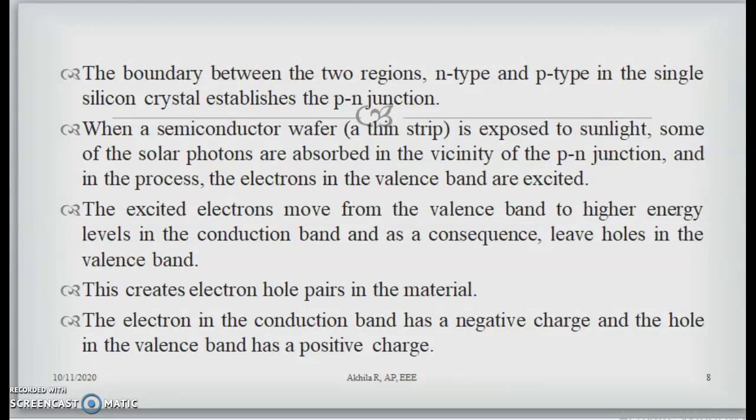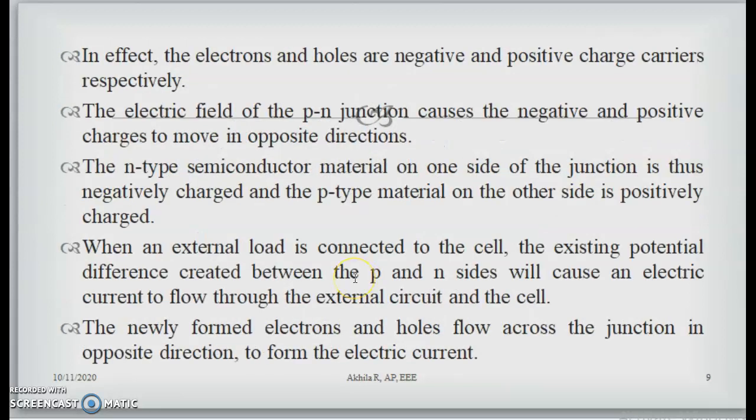So when a semiconductor wafer, usually a thin strip, is exposed to sunlight, some of the solar photons are absorbed in the vicinity of the p-n junction, and in the process the electrons in the valence band get excited. So what happens is these excited electrons move from the valence band to higher energy levels, and as a consequence they leave holes in the valence band. So this creates electron hole pairs in the material, and the electron in the conduction band has a negative charge and the hole in the valence band has a positive charge.